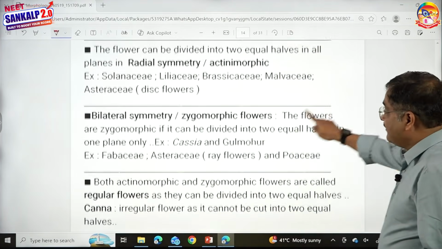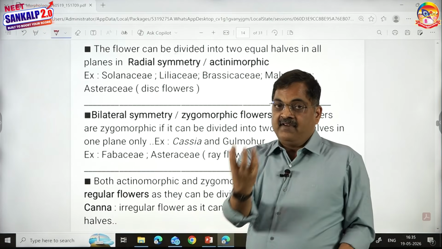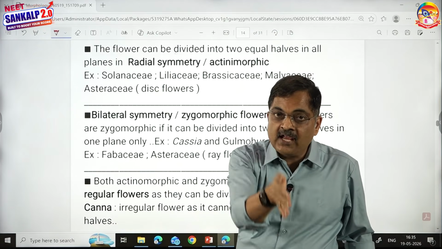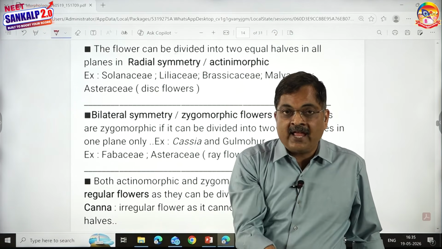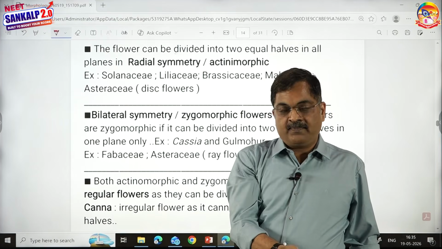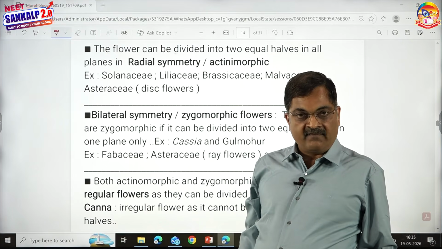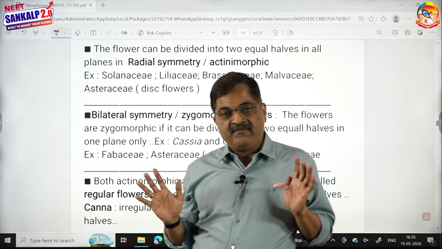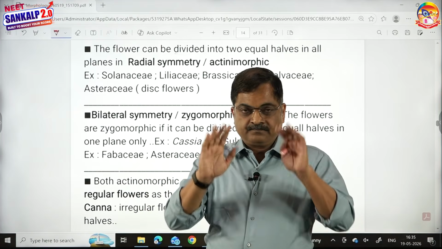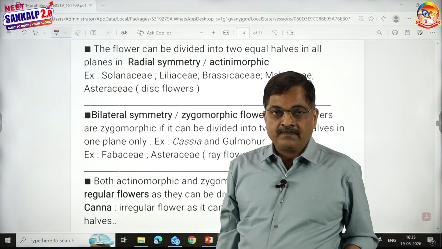A flower is said to be zygomorphic when it can be cut into two equal halves only in one plane, the anterior-posterior plane. Shall I tell you the easy way to remember this? Listen, you have seen many flowers.